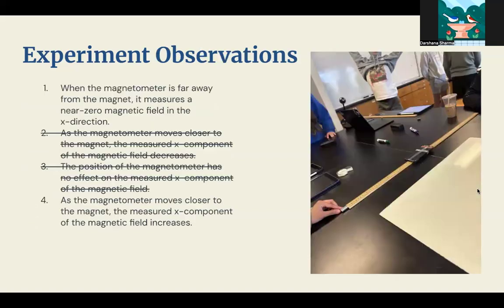My observations were that when the magnetometer is far away from the magnet, it measures a near zero magnetic field in the x direction. As the magnetometer moves closer to the magnet, the measured x component of the magnetic field increases. This helped me understand the magnetic field in relation to the magnetometer a little better.